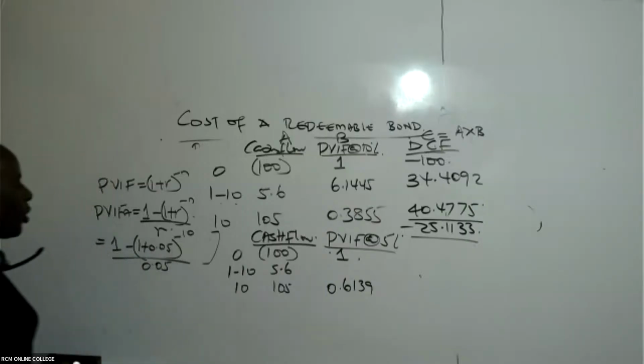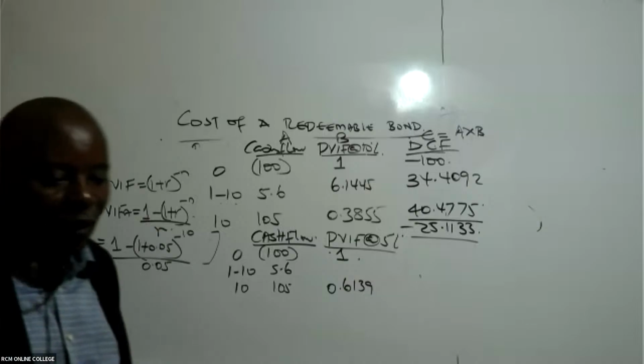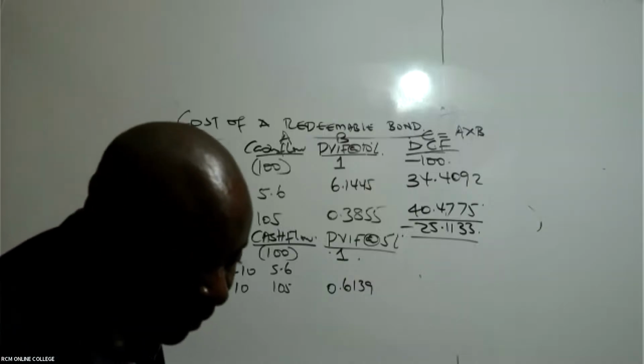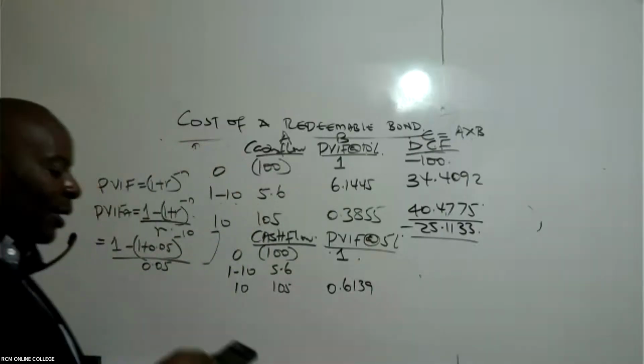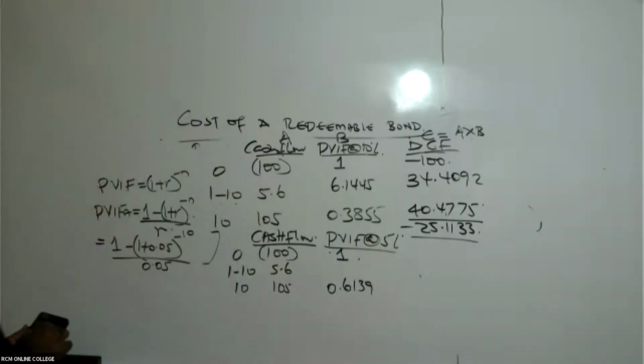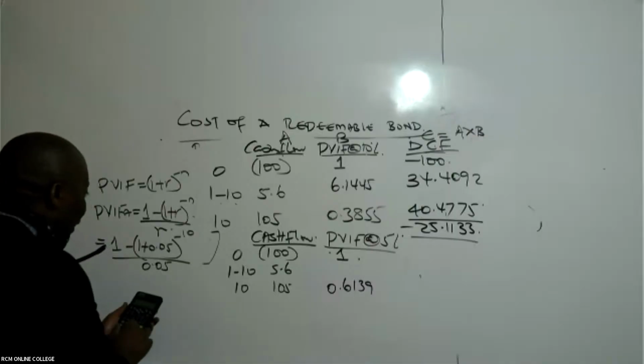Please, all of us, including myself, I'm now taking my calculator. So it will be 1 minus 1.05, we raise this to -10.